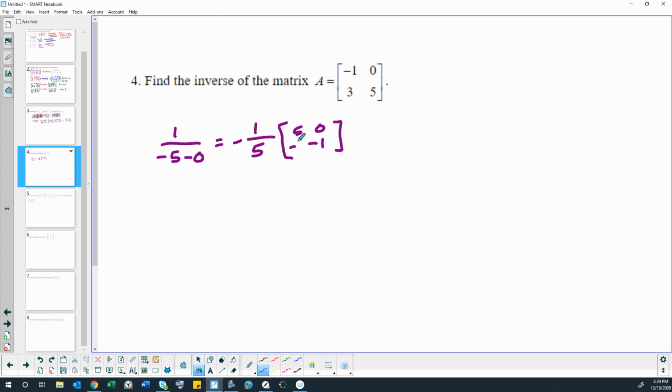So the opposite of 0 is just 0. That's negative 3. So that gives us negative 1/5 times 5, so negative 1. And 0 times this is 0. And negative 1/5 times negative 3 will just be positive 3/5. And then negative 1 times negative 1/5 will be positive 1/5.